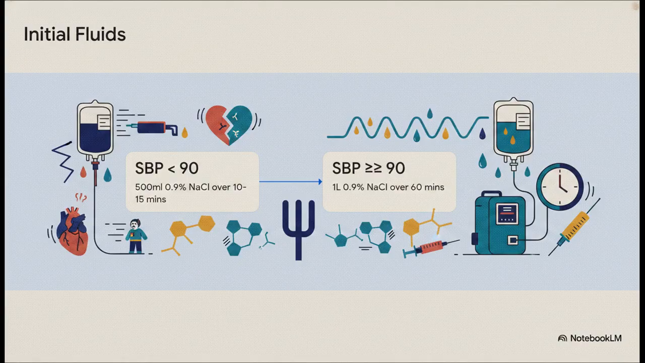Here's exactly how that fork in the road plays out. If their systolic is below 90, you are dealing with a profoundly volume-depleted patient. You need to slam 500 mL of 0.9% normal saline over just 10 to 15 minutes. Check again. If it's still below 90 after that, you repeat the bolus and immediately get a senior review and critical care on the phone. Now, on the flip side, if their systolic is 90 or above when they arrive, your path is slightly less aggressive. Run 1 liter of normal saline over that first 60 minutes.